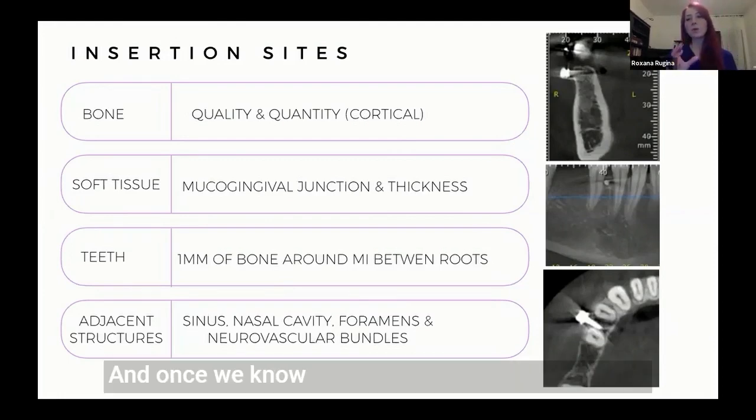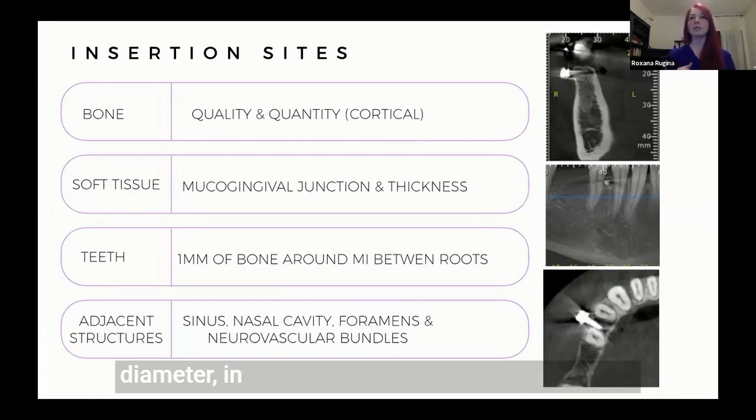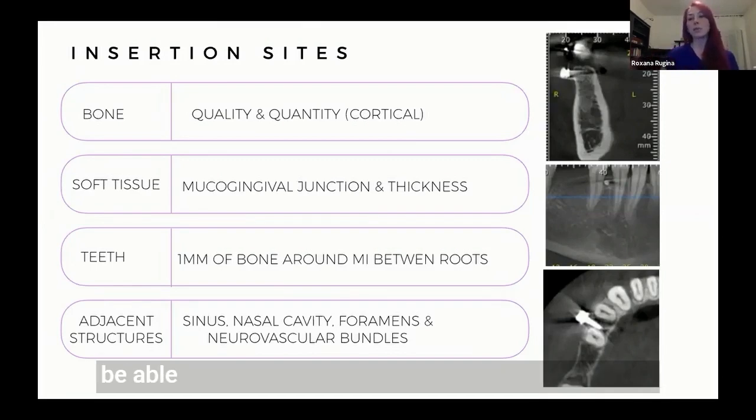So that gives us 1 millimeter around the mini implant and the adjacent structures. And once we know all this information, it's much easier to pick out the mini implant in terms of diameter, in terms of length, and even in terms of what type of design of the mini implant I need to be able to obtain this type of movements that I want.